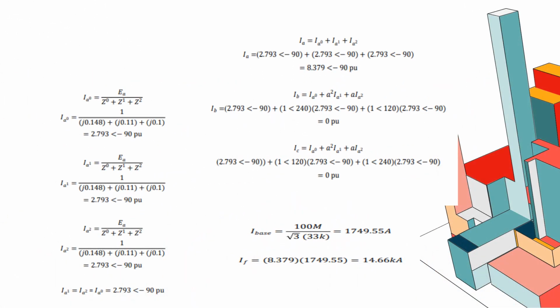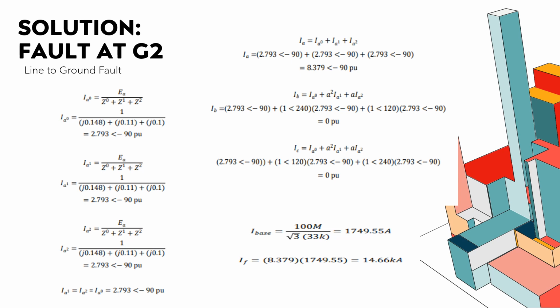After we have found the three components, we can now find the current at the line to ground fault. Firstly, we find the three components IA0, IA1, and IA2. From these three currents, we could find IA, IB, and IC. For IA, we got 8.379 with an angle of negative 90 degrees per unit, while IB and IC we got 0 per unit. From this, we find that the fault current at generator 2 is 14.66 kiloampere.